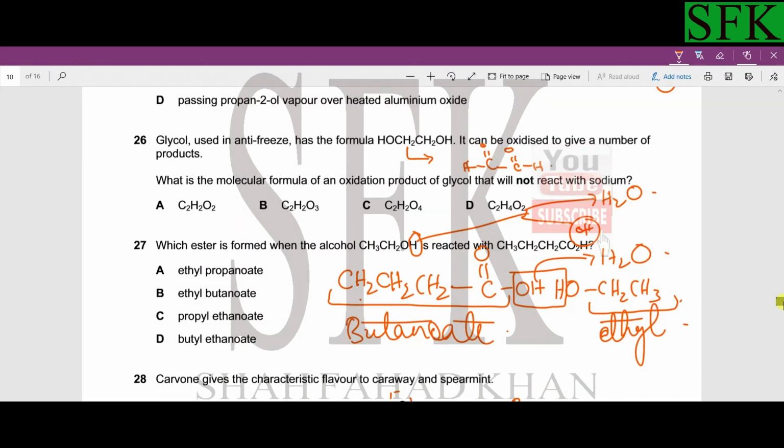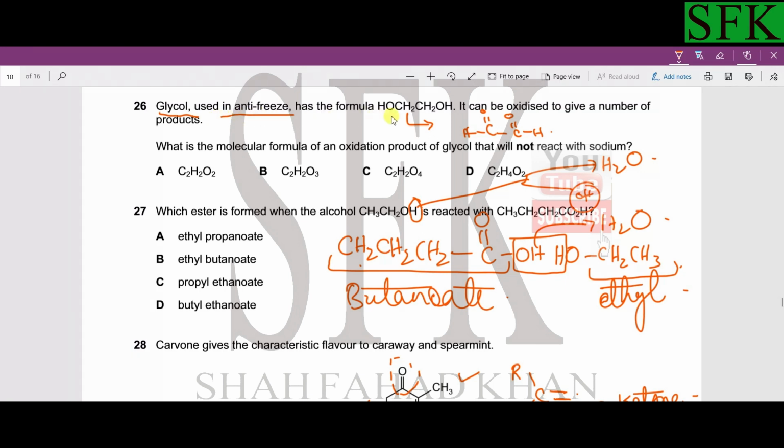Then going on to 26 is about glycol, which is an antifreeze, has this formula, can be oxidized to give a number of products. Okay, it's an alcohol, and two primary alcohols are there. From theory, we know that primary alcohols can be first oxidized to aldehydes, and that these aldehydes can be further oxidized to carboxylic acids. Now, this is what the theory tells us. Now, let's see. It says that which on oxidation does not react with sodium. By the way, aldehydes do not react with sodium, so they are actually asking us this intermediate compound. Okay, so aldehyde. This aldehyde has the simple molecular formula as C2H2O2. So A is the correct option.